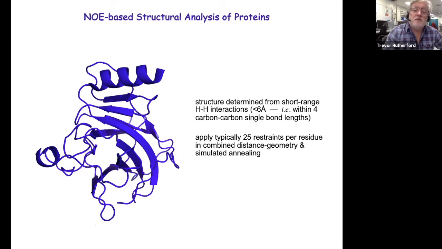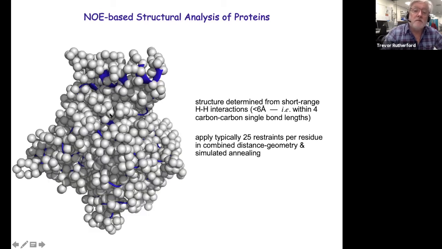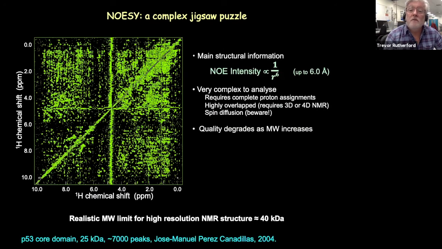The solution structure of a molecule is determined from measuring specific HH distances in a molecule. If you look at all of the hydrogens present in a protein molecule, we will obtain the frequency assignments for each of these hydrogen spins individually, and then we can look at the strength of the NOEs between them to determine what the distances are. Typically, we would obtain something like 25 restraints per amino acid residue, and that gives you a good handle on a high resolution solution structure.